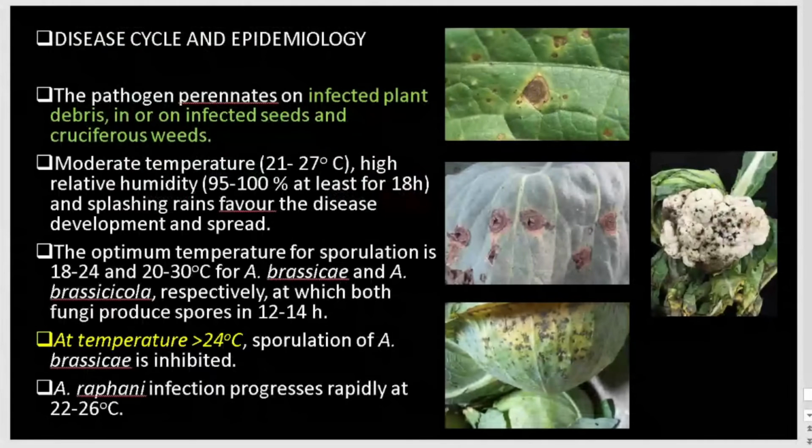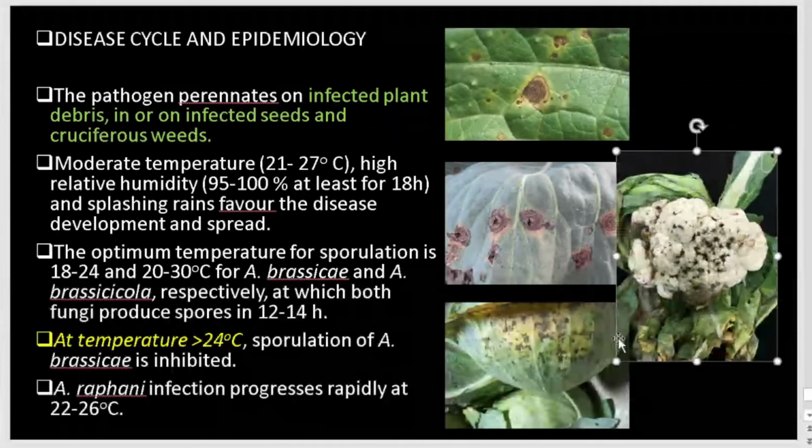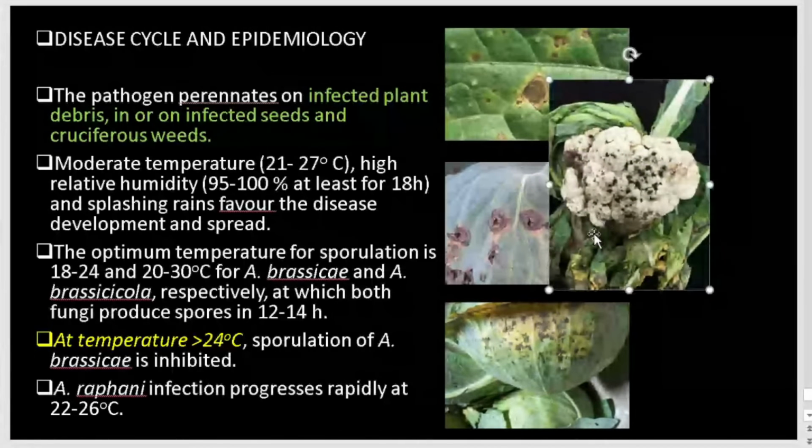About the disease cycle, it is also seed-borne. It can survive on the infected seeds and on infected plant debris. It has a wide host range. Sometimes on cauliflower head and cabbage head, some kind of black sporulating mass is seen. This kind of thing is generally due to Alternaria.